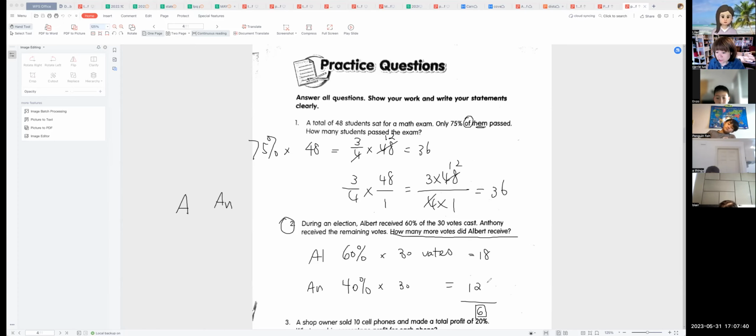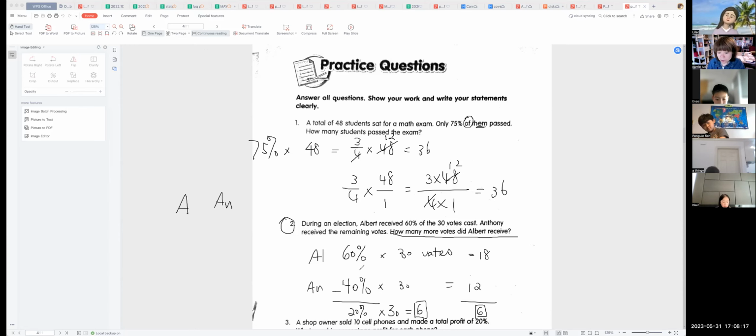But it is actually more work. If I were you, if Albert received 60%, Anthony received 40%, I can just easily use 60% minus 40% equals 20%. That means Albert received 20% more votes than Anthony. So all I need to do is 20% times 30 equals 6. I only do one big calculation, which can save you a lot of time. Understand, Potato? Understand, Penguin?